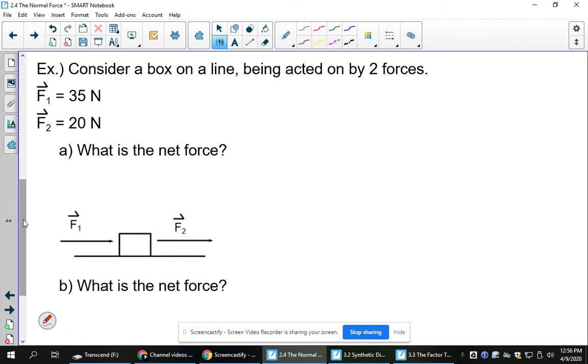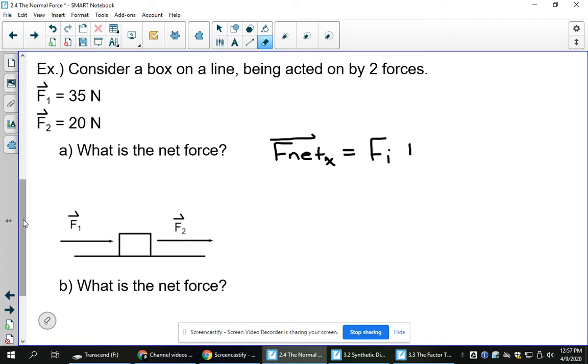Consider a box on a line, as we have drawn, being acted upon by two forces. Force 1 is 35 newtons, force 2 is 20 newtons. What is the net force? So you can see these arrows are both pointing towards the right. So what we have here is a net force, and I'm going to put in the x direction for this. You could put horizontal as well. A net force in the x direction is going to be the sum of F1 and F2.